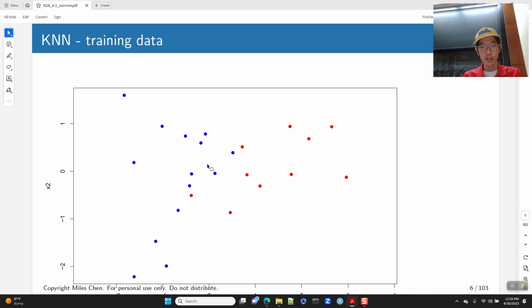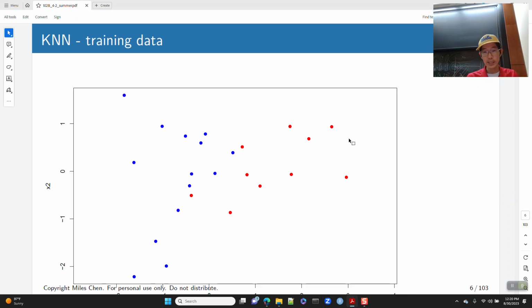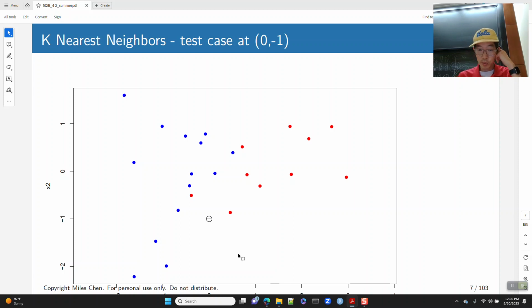Okay. So here is going to be our data. This is just randomly generated data. I just said generate some random multivariate normal data, and this is what we have. We have red and we have blue. And I'm going to put in a test case right here, and we are going to do K-nearest neighbors. The first step is to measure the distance from this point to every single other point.